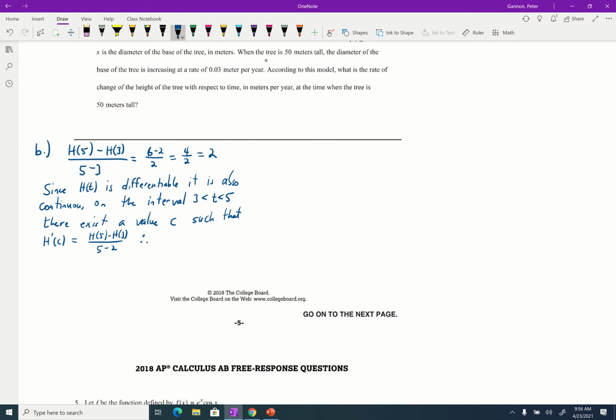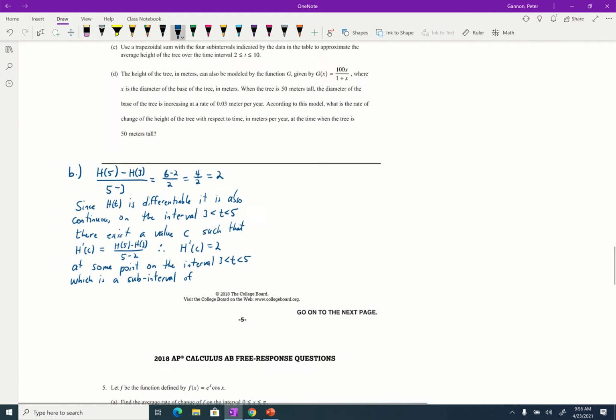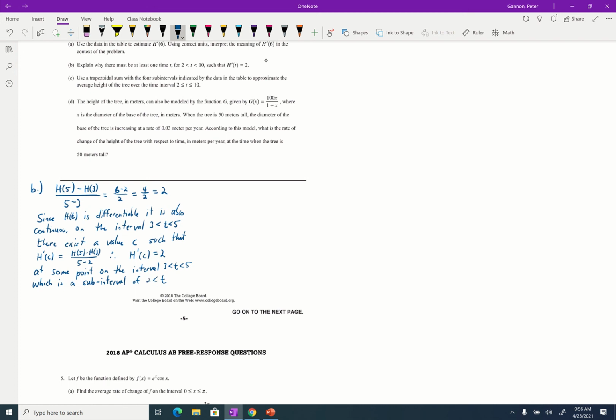Therefore, h prime of c equals 2 at some point on the interval t greater than 3 and less than 5, which is a subinterval of the interval that was given, which was t greater than 2 and less than 10, by the mean value theorem. So we want to make sure we include the MVT.